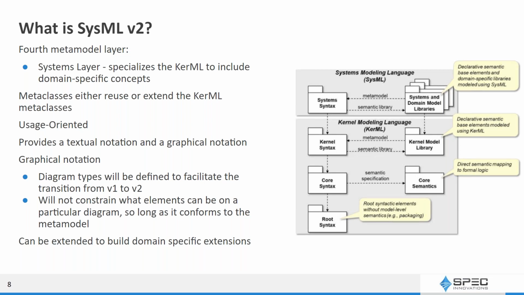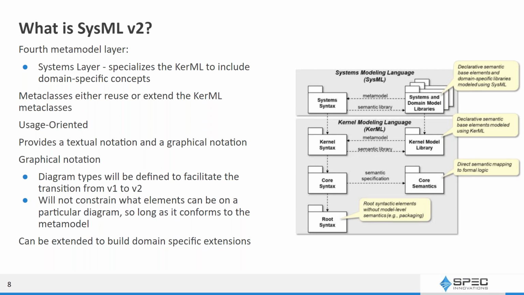SysML V2 also provides a textual notation and a graphical notation, which are supposed to be equal. So if you have a textual notation, you can translate to the graphical and vice versa. For the graphical notation, there are supposed to be diagram types that will be defined to facilitate the transition from SysML V1 to V2. I've seen a couple of them. I don't know how well they're defined yet.